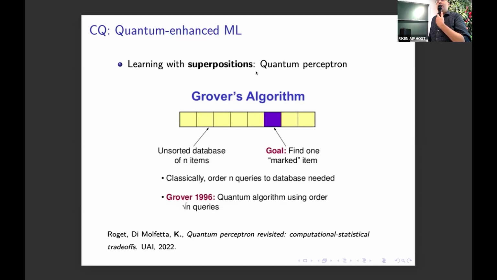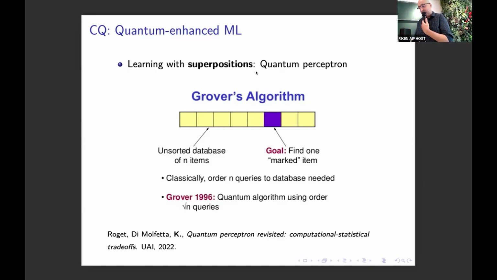Okay. I will give more details about this kind of work in the second part of my talk, because I will show you how to use Grover's algorithm to solve a classification task and to design quantum perceptron algorithms.